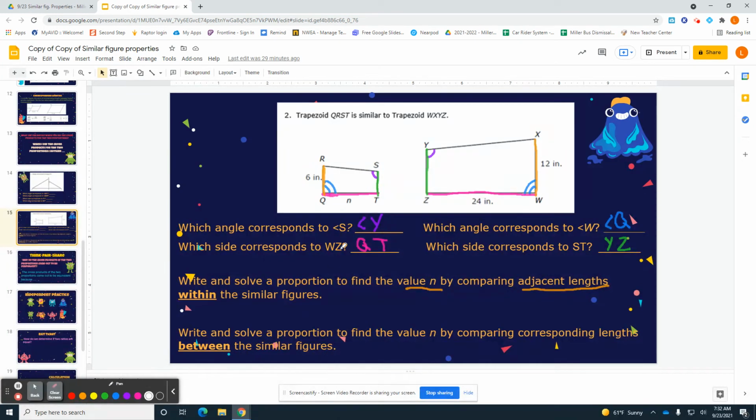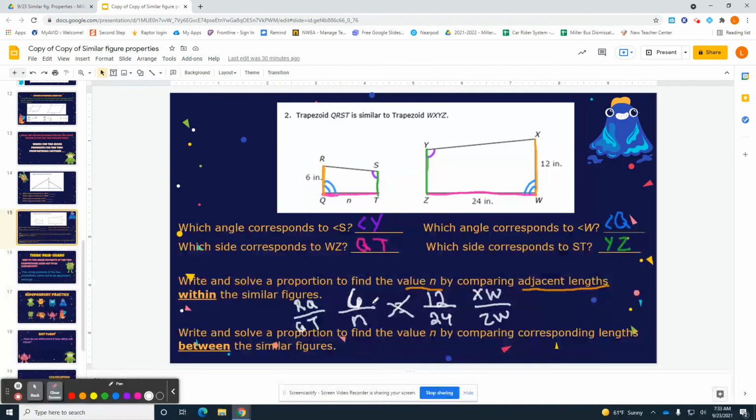So that means that I'm gonna have 6n because it's RQ over QT. So 6n is equal to, my 6 is my yellow side, so that's gonna be 12, and my n is the pink side, so that's gonna be 24. And so this would be XW over ZW. Okay, so now that I have these two, it's like solving a proportion. You're going back to solving proportions.